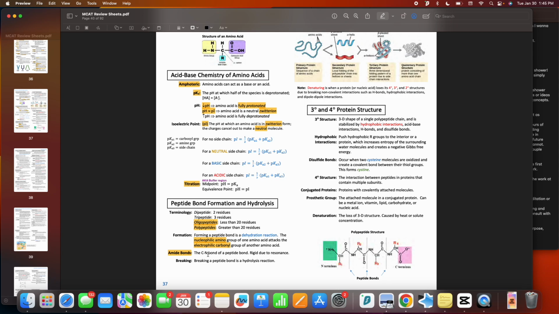So when the nucleophilic amino group attacks the electrophilic carbonyl carbon, that formation of the bond is called the peptide bond, or an amide bond, and it's rigid. It's strong due to the resonance.